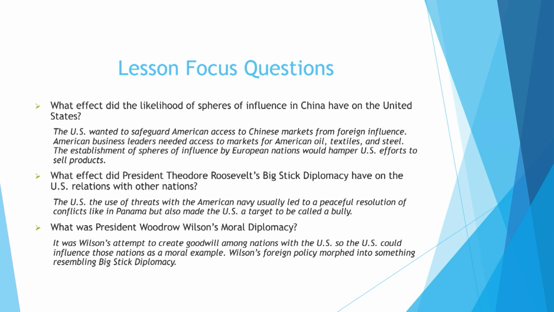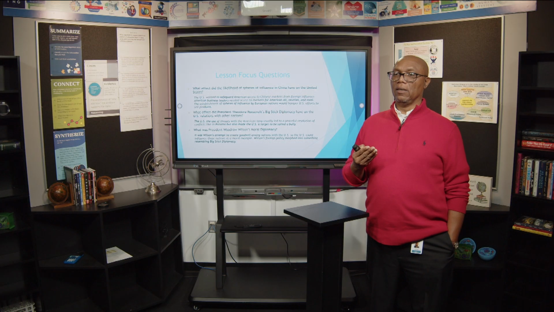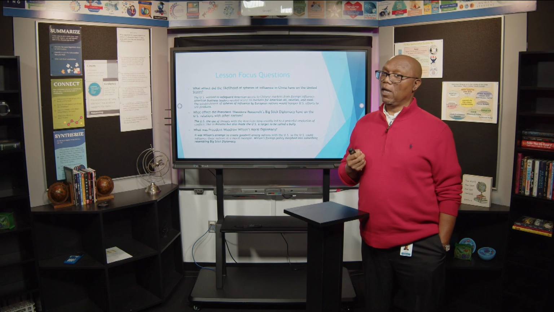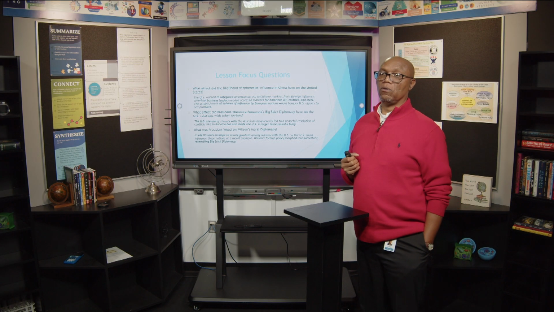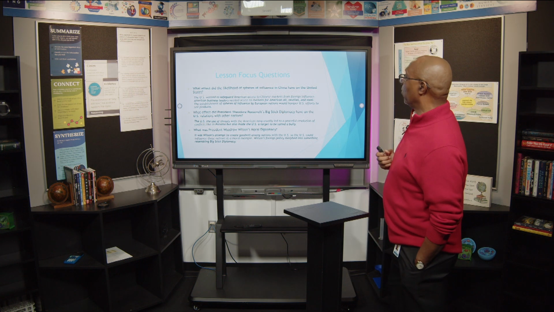Question number 2, in terms of the lesson-focused questions, is what effect did President Theodore Roosevelt's big stick diplomacy have on U.S. relations with other nations? Well, the use of threats with the American Navy usually led to peaceful resolution of conflicts like in Panama, but also made the U.S. a target to be called a bully. So the Great White Fleet was able to do what it was supposed to do, and when we had to fight, we could fight. But we could also use it as a way of saying, if you don't do what we tell you, we're going to threaten you and make you do what we need you to do.